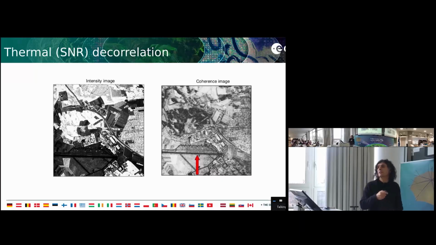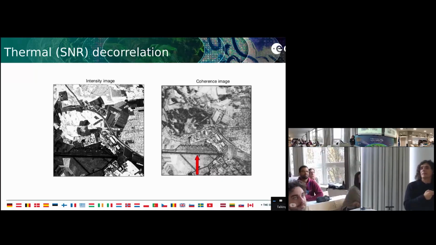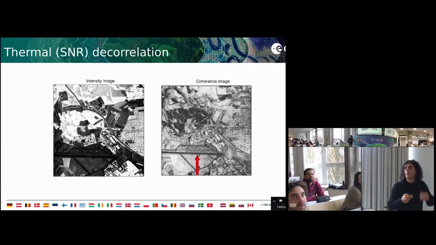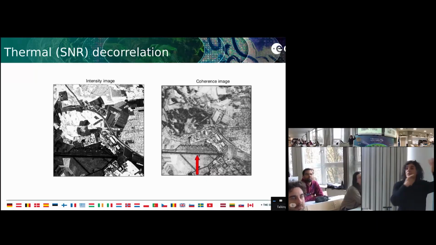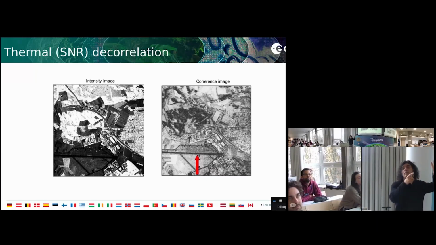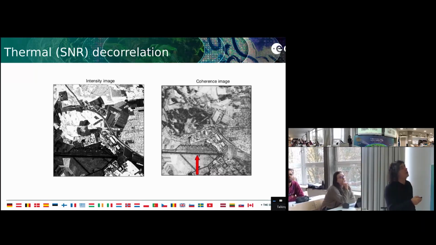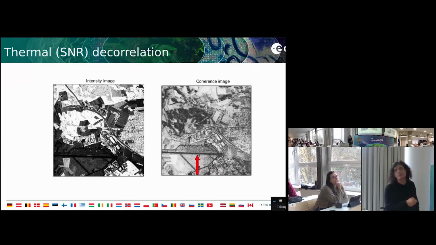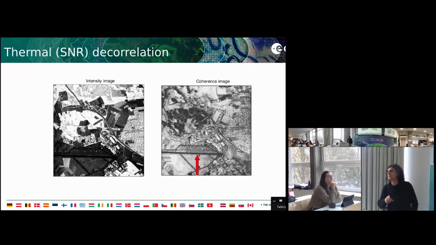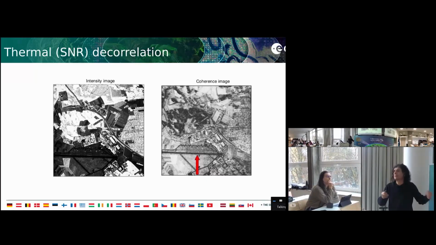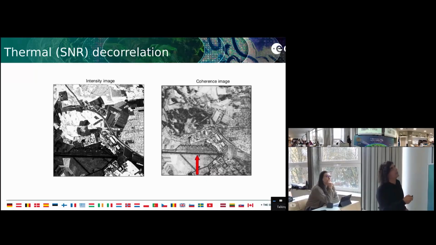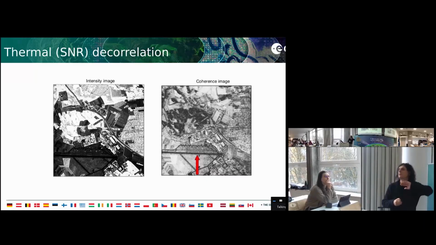So if you want to detect the SNR decorrelation, a good way to do it is to make a plot. On one axis you have intensity, and on the other axis you have coherence. And when you have low intensity and low coherence, it is very likely that these points are affected by SNR decorrelation. Okay? Because you can also have a low coherence, but with a high intensity, and this is something completely different.